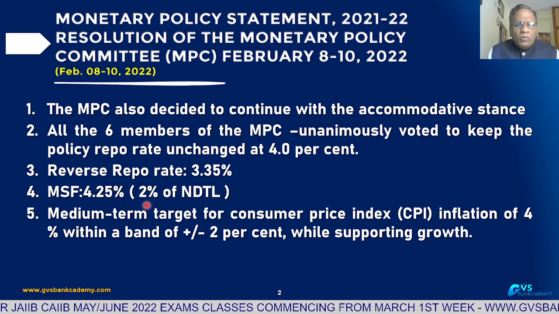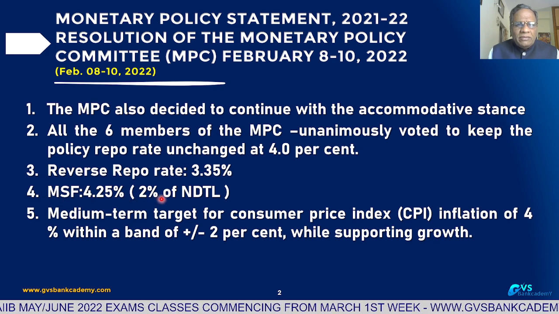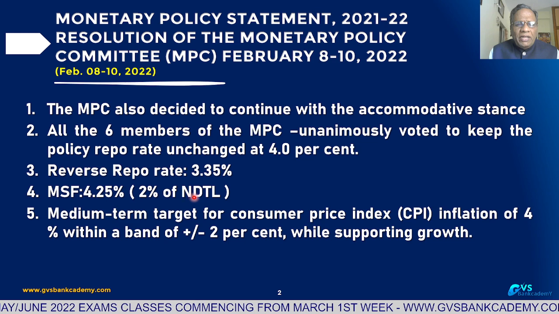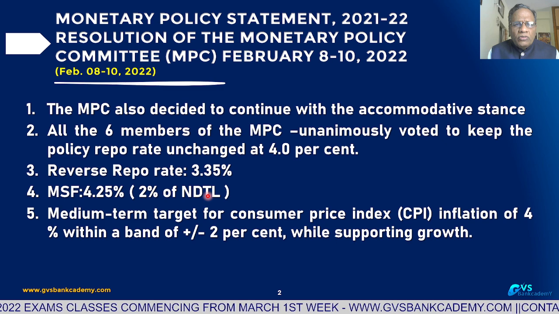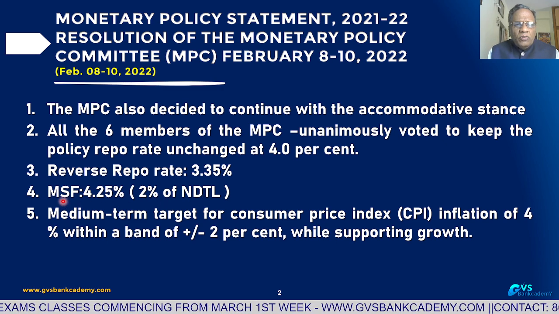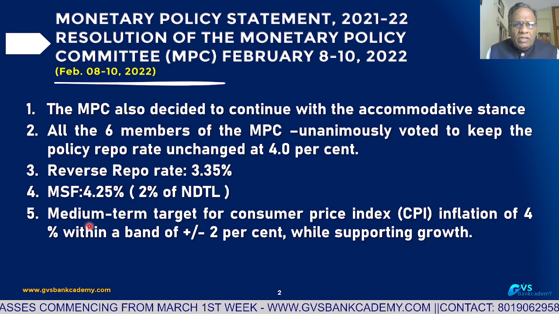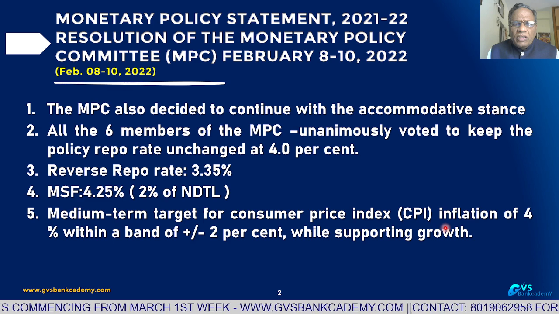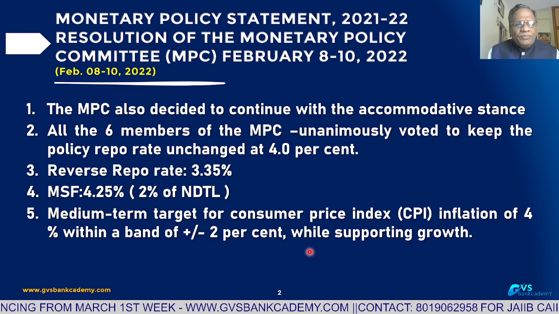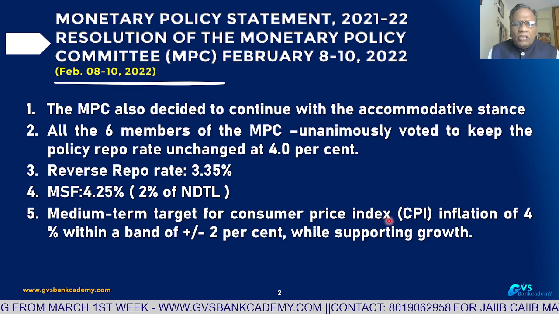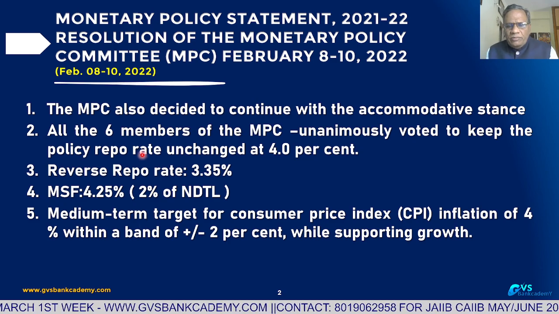How much are banks allowed to borrow from RBI against the marginal standing facility? 2% of the bank's net demand and time liabilities, equivalent to 2% of NDTL, from 1st January 2022 onward. Bank rate is also 4.25% presently. The consumer price index inflation target is 4% within a band of plus or minus 2%, while supporting growth. This is the forecast on inflation for the medium term target. This is the policy stance.